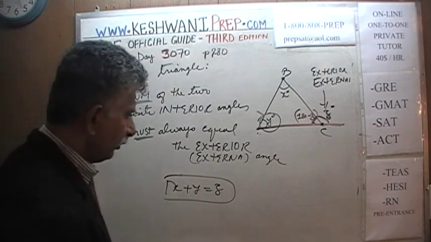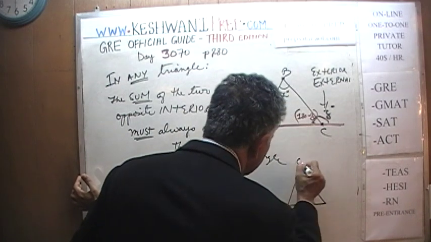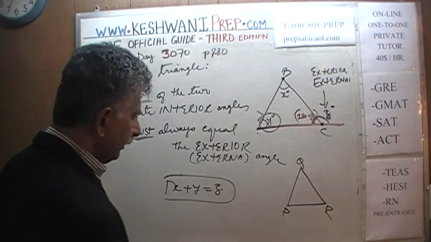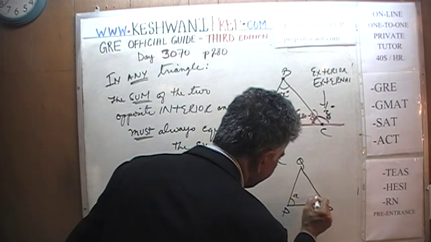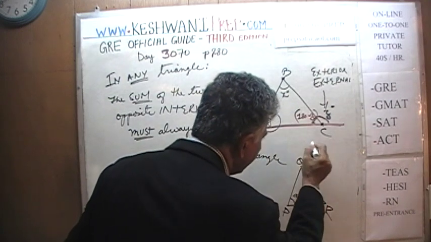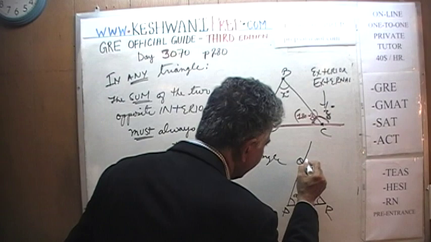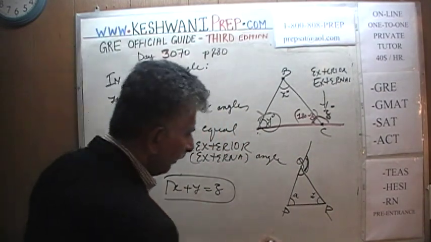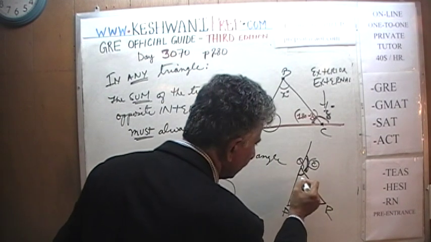Let's do one more. Let's draw one more so we can understand. Here's triangle PQR. That's what happens. If we call this angle A, and this angle B, then we're talking about exterior angle. These are the interior angles. This is the exterior angle right here, this angle. So sum of A and B will equal this angle. Let's call this angle C. We're not talking about this one.